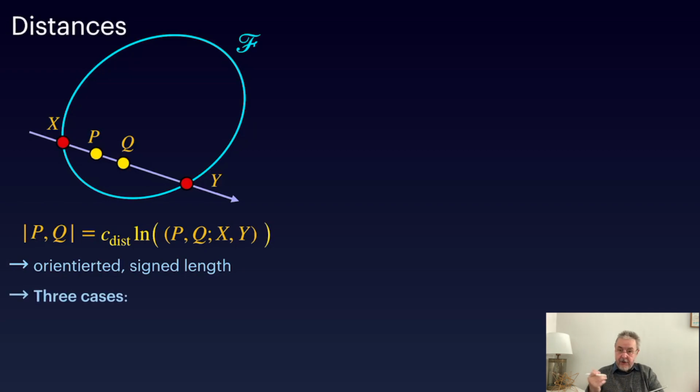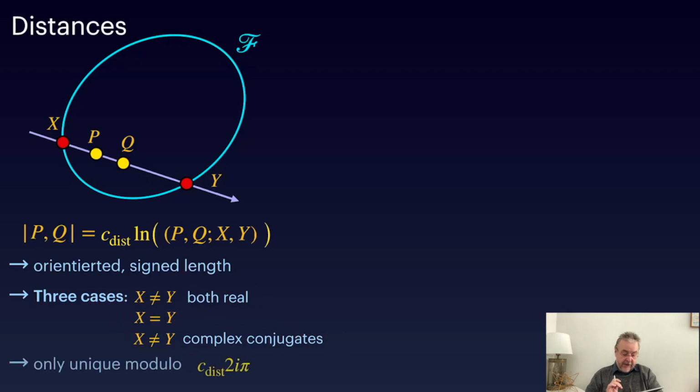Then I already told you, you have to consider three different cases. The case where x and y are distinct and both real, the case where they coincide and both are real, and the case where they are distinct and complex conjugates. So we will, in our next video lecture, go in depth into these three situations.